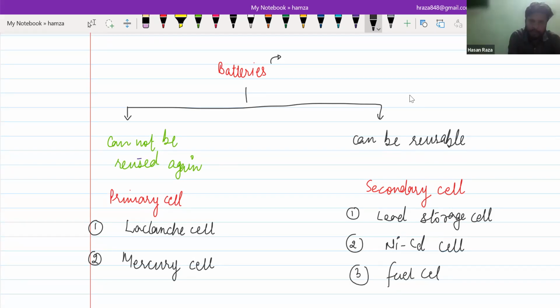fuel cell. So what we need to study here, there are two types of batteries or cell: the first is primary cell and the second is secondary cell. Primary cell is the cell which cannot be reused again, and secondary cell is the cell which can be reusable, or which can be reused. So there are some types of primary and secondary cell. You can read it, write it now. Please write it. Then one by one, we are going to see how these cells work and what is the equation of discharging and charging. Very easy.